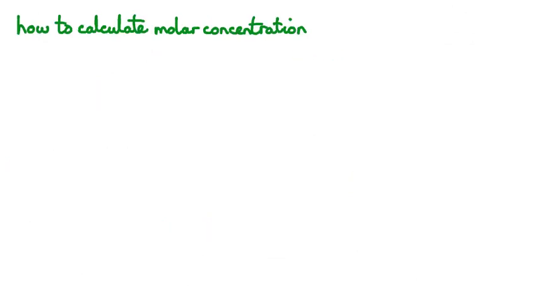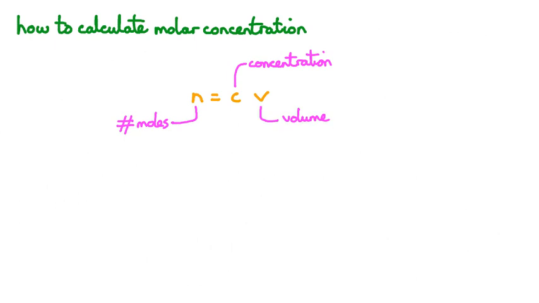The equation we need for calculating molar concentration is n = cV, where n is the number of moles, c is the concentration, and V is the volume. It's also important to pay attention to the units of each of these, where n is in moles, c is in moles per litre, and V is in litres. Let's try using this on an example.